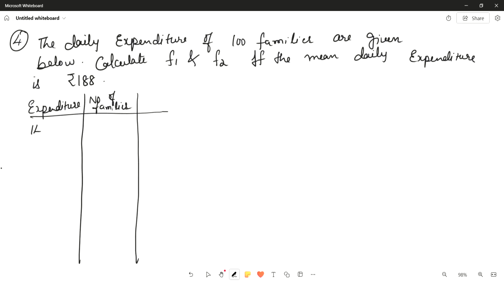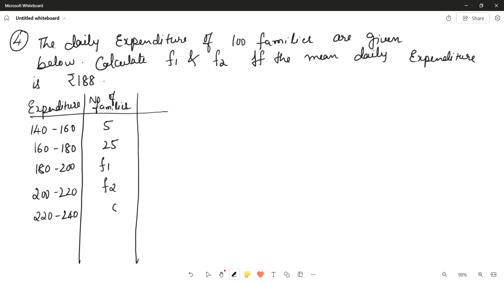So 140 to 160, it is 5. 160 to 180, 25. 180 to 200, F1. 200 to 220, F2. 220 to 240. Okay. So you have to calculate the missing frequency. They have already given the mean value, that is 188 for this data. But you have to calculate the two missing frequencies.